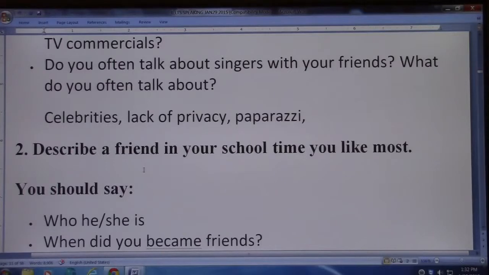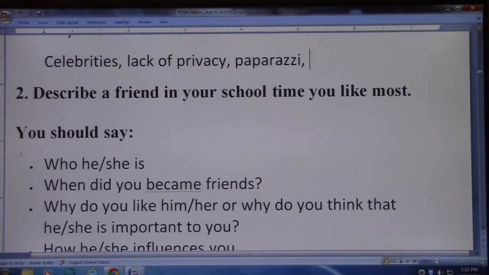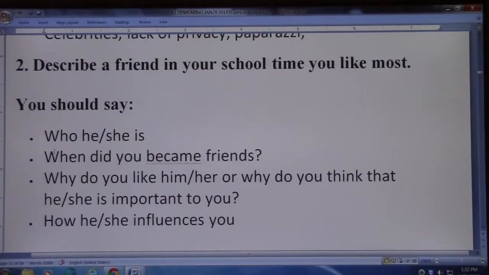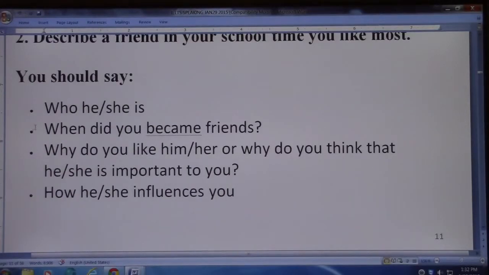Describe a friend in your school time you like most. Of course, this is also a popular and very usual IELTS question or TOEFL question. So it's like, describe a friend in your school time that you like most. And then you should say who he or she is, when you guys became friends, why you like him or her, why do you think that he or she is important to you, and how has he influenced you? So the point is whether or not she or he has influenced you and how.